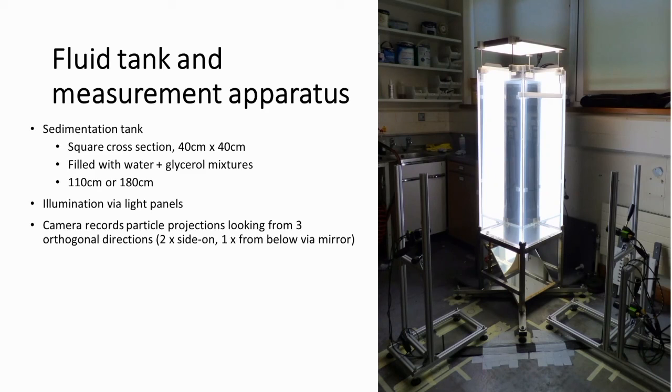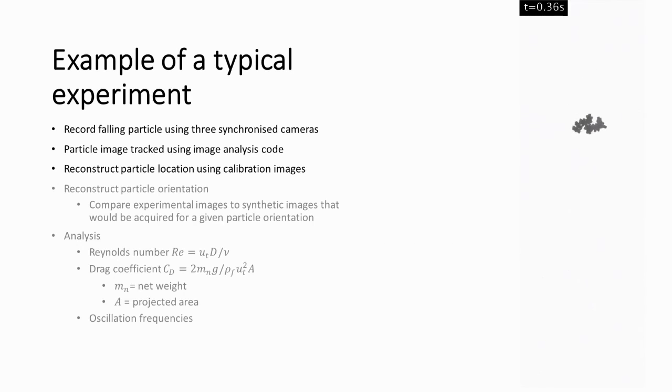And we're taking measurements using a system of 3 synchronized cameras, each of which has an orthogonal view. So we've got one looking through 2 different sides of the tank and one up through the base of the tank using a mirror. And we're providing illumination from LED panels. Each camera is essentially recording a projected image of the particle, essentially its shadow. What we end up with are 3 videos like that you can currently see playing on the slide now.